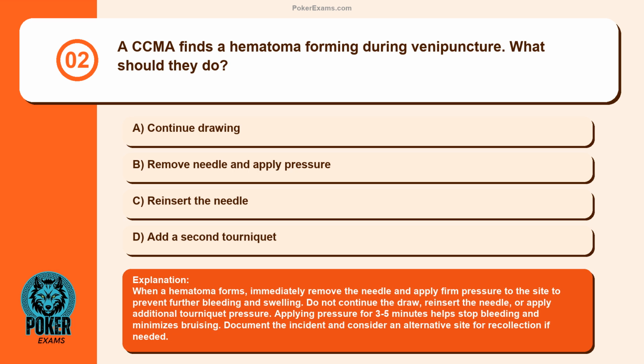When a hematoma forms, immediately remove the needle and apply firm pressure to the site to prevent further bleeding and swelling. Do not continue the draw, reinsert the needle, or apply additional tourniquet pressure. Applying pressure for 3 to 5 minutes helps stop bleeding and minimizes bruising. Document the incident and consider an alternative site for recollection if needed.